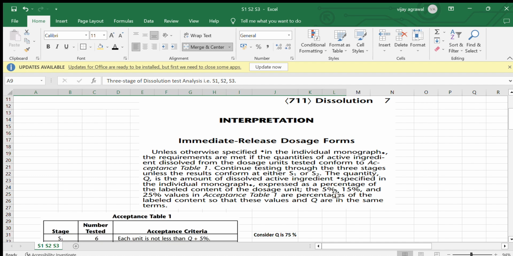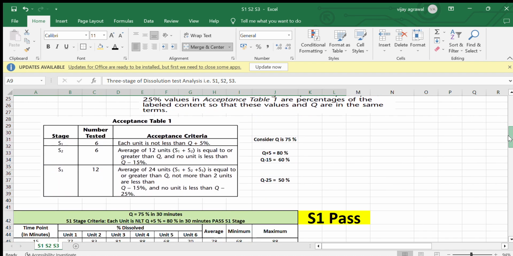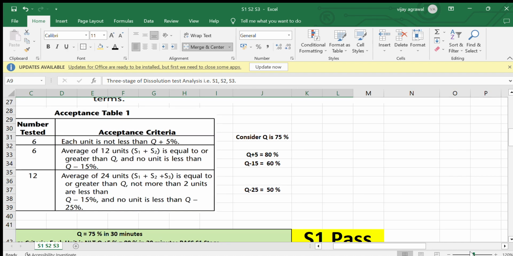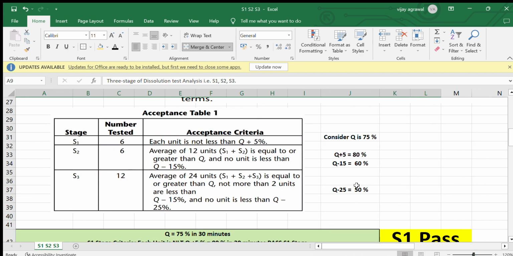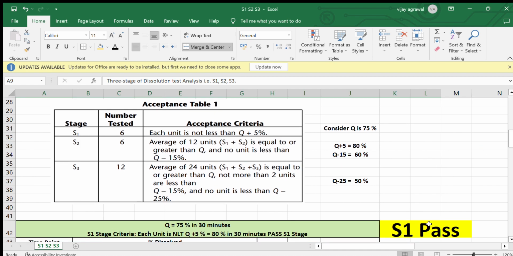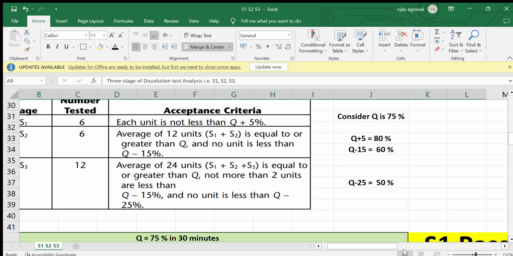The 5%, 15% and 25% values in the acceptance table 1 are percentages of the labeled content, so that these values and Q are in the same terms. Now see the acceptance table 1. What is this acceptance table 1 talking about? So in acceptance table 1, there are 3 stages.